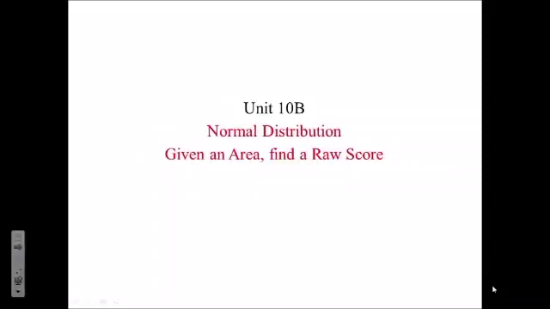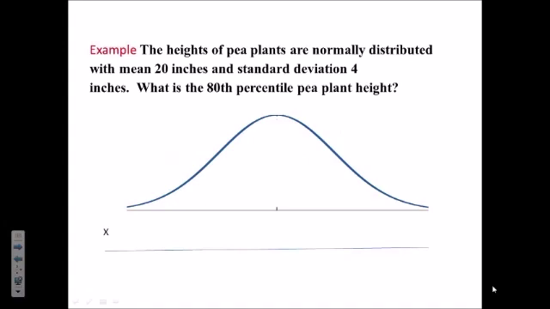Unit 10B, normal distribution. Given an area, find an associated raw score. The heights of pea plants are normally distributed with mean 20 inches and standard deviation 4 inches. What is the 80th percentile pea plant height?